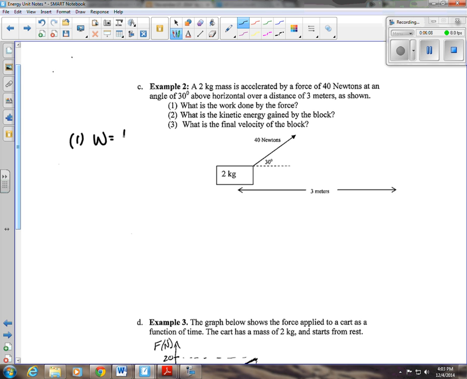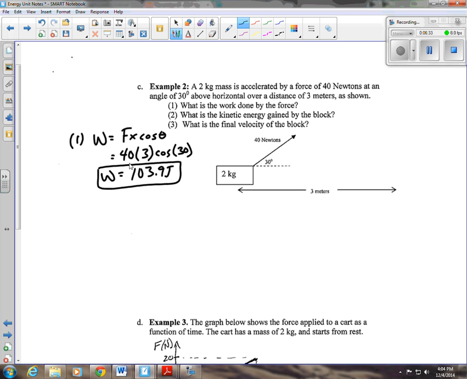So plug into that equation. So it's 40 times x, distance traveled is 3, and theta is the angle between them, 30. When I do that, I get 103.9 joules.